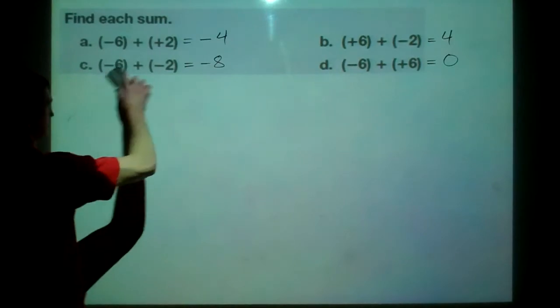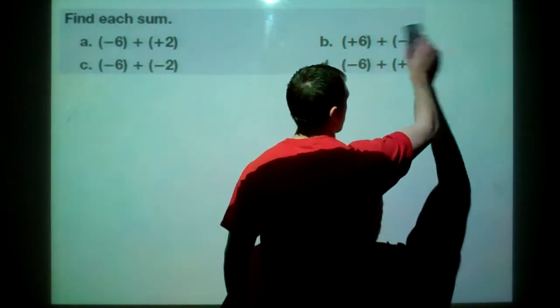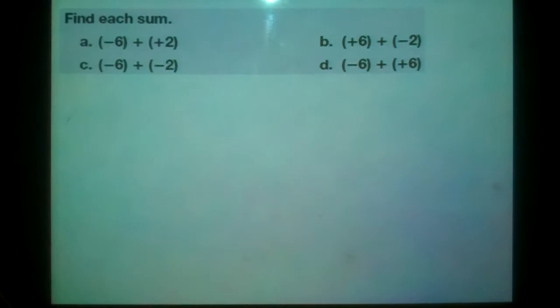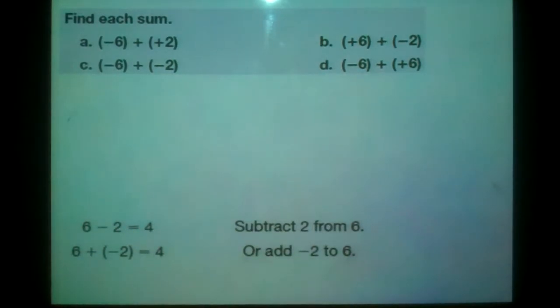And I understand that this may be a little confusing at first, but we're going to spend quite a bit of time on it. Alright, this just shows what I was showing you before. 6 minus 2 is 4, and 6 plus negative 2 is also 4. So this says subtract 2 from 6 or add negative 2 to 6.